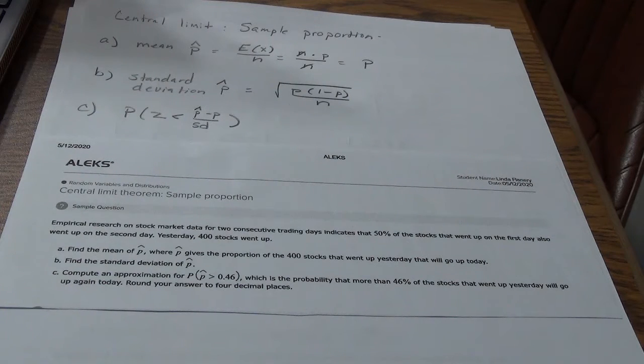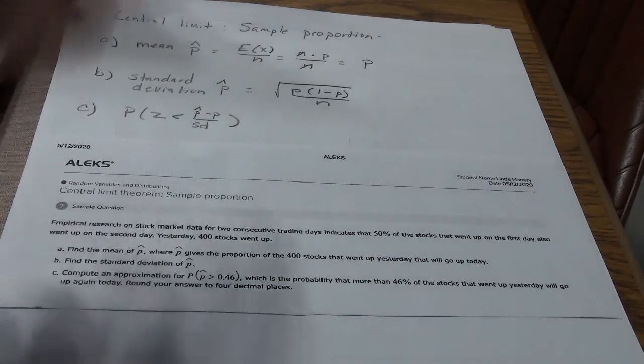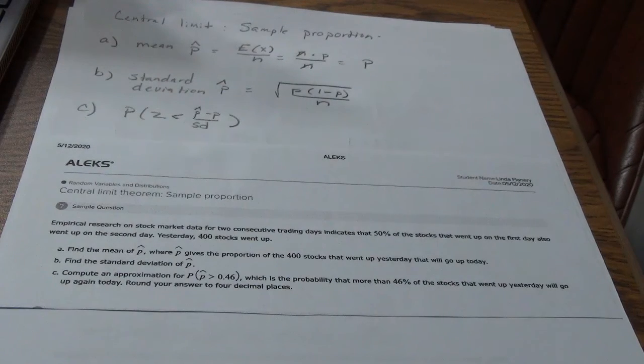And then part C is going to be, you're going to find the probability. And here you have to pay attention to if it's a greater than or a less than. On the Alex calculator, you're always doing P of Z is less than. If in the problem it's a greater than, then you have to do 1 minus. So I'm going to do a problem like that so you can see how that works out.